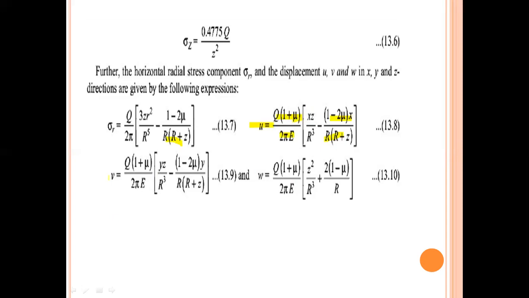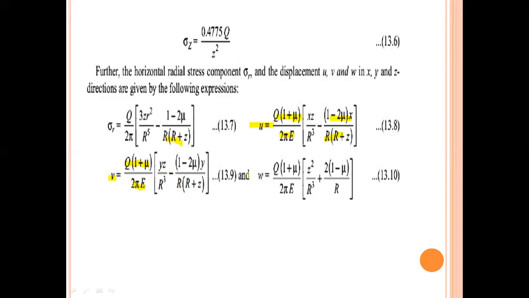Similarly, the displacement in the y direction has the same formula, replacing x with y. So v equals Q into (1 plus mu) by 2 pi E into yz by R cube minus (1 minus 2 mu) y by R into (R plus z). It is the displacement v.